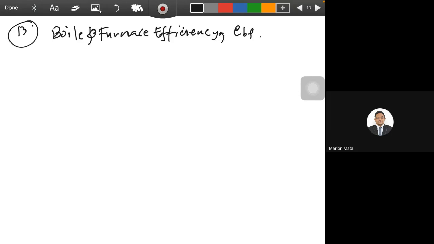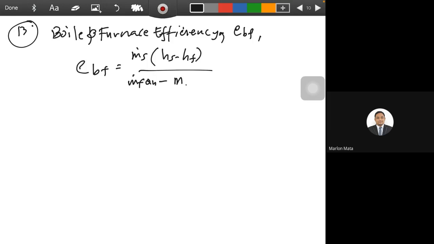Okay, so EBF is equal to MS times (HS minus HF) over MF times QH, minus mass of ash times Q of ash. So this is the formula for boiler and furnace efficiency. The only thing that is added here is the mass of ash and the Q of ash.